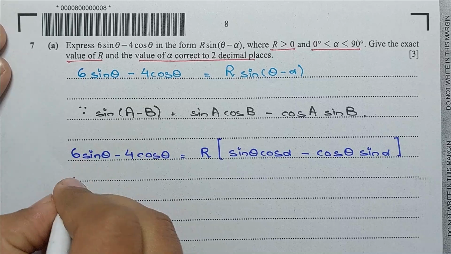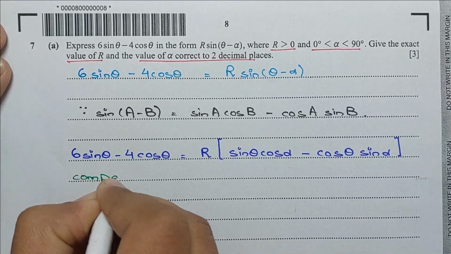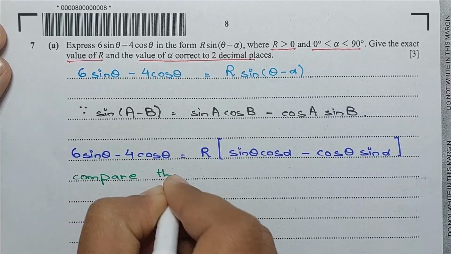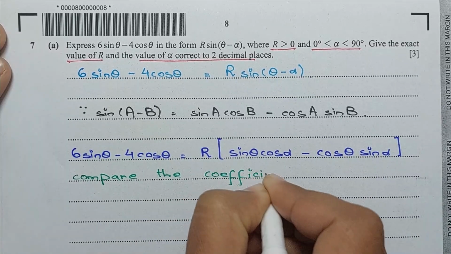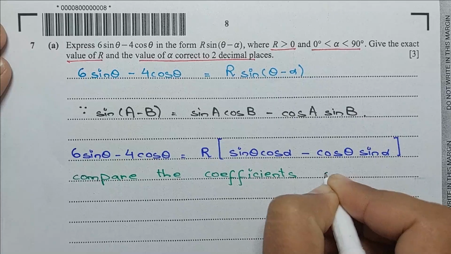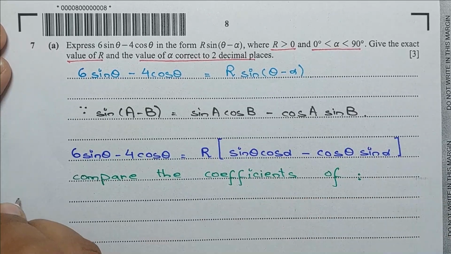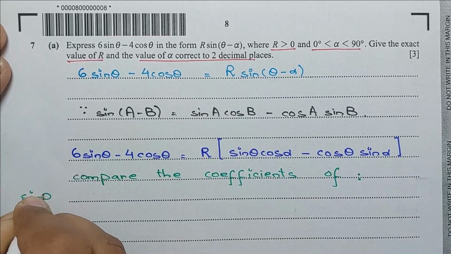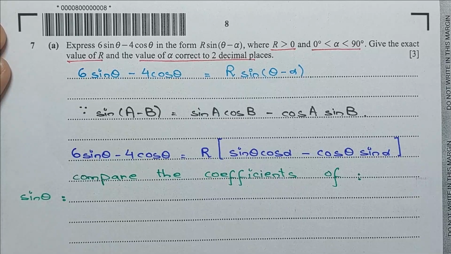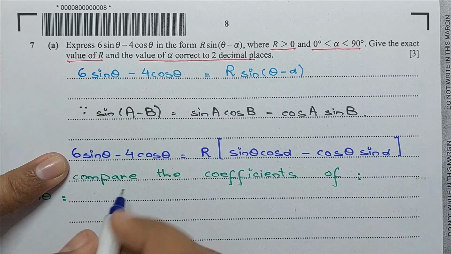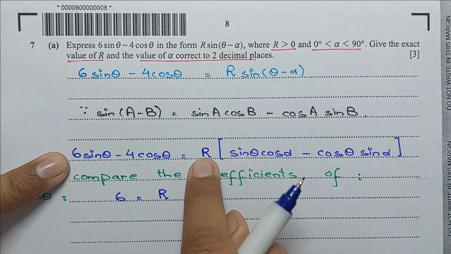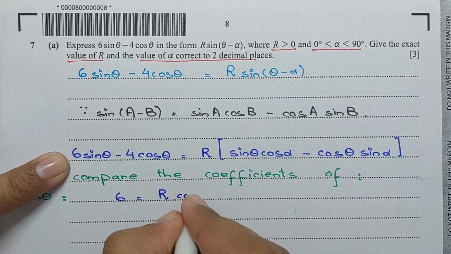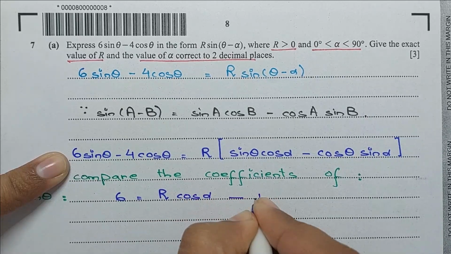So here we can say compare the coefficients of, first, sine theta. When you compare the coefficient of sine theta on both sides of the equality, the sine theta coefficient is 6 over here, and on the other side the sine theta coefficient is r cos alpha. This is your first equation.